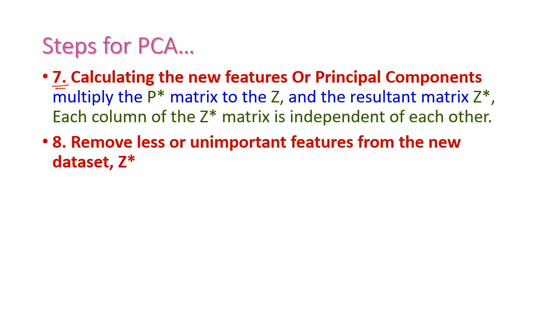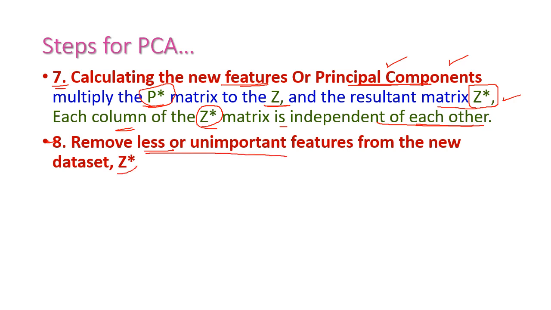In step 7, we need to calculate the new features or principal components. Now multiply the P star, that is what we defined now, with the Z matrix, and the resultant matrix is called the Z star matrix. Here each column in the Z star matrix is independent of each other, and these columns are called principal components. And remove the less important or unimportant features from Z star, and we keep only the important features here.